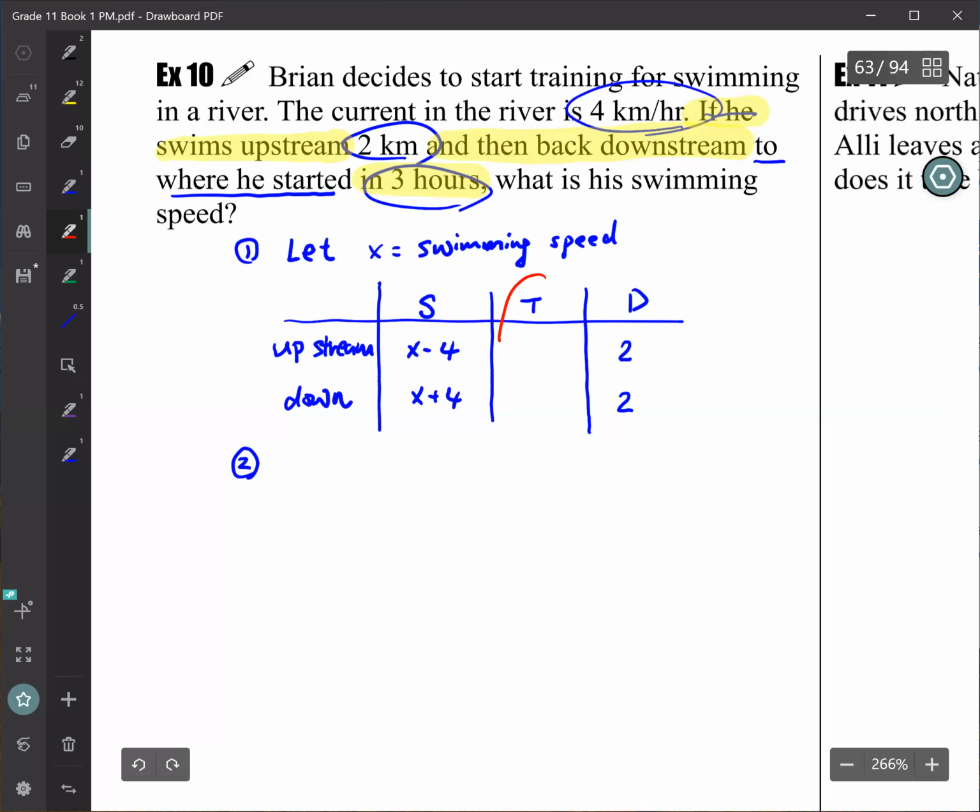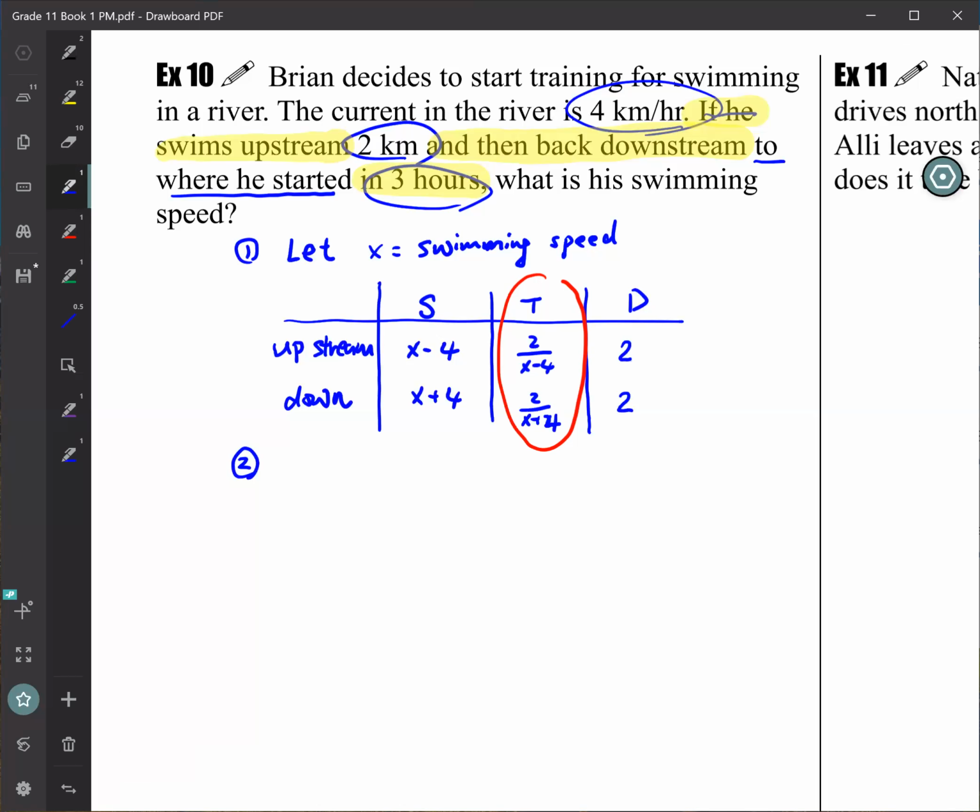Okay, so last column, the time. Okay, Brandon, how do we get the time then? I think it's 2 divided by x minus 4. And the other one? 2 divided by x plus 4. Yeah, okay, so the time is you take the distance for each direction, divide by the speed of each direction. That should be a 4.